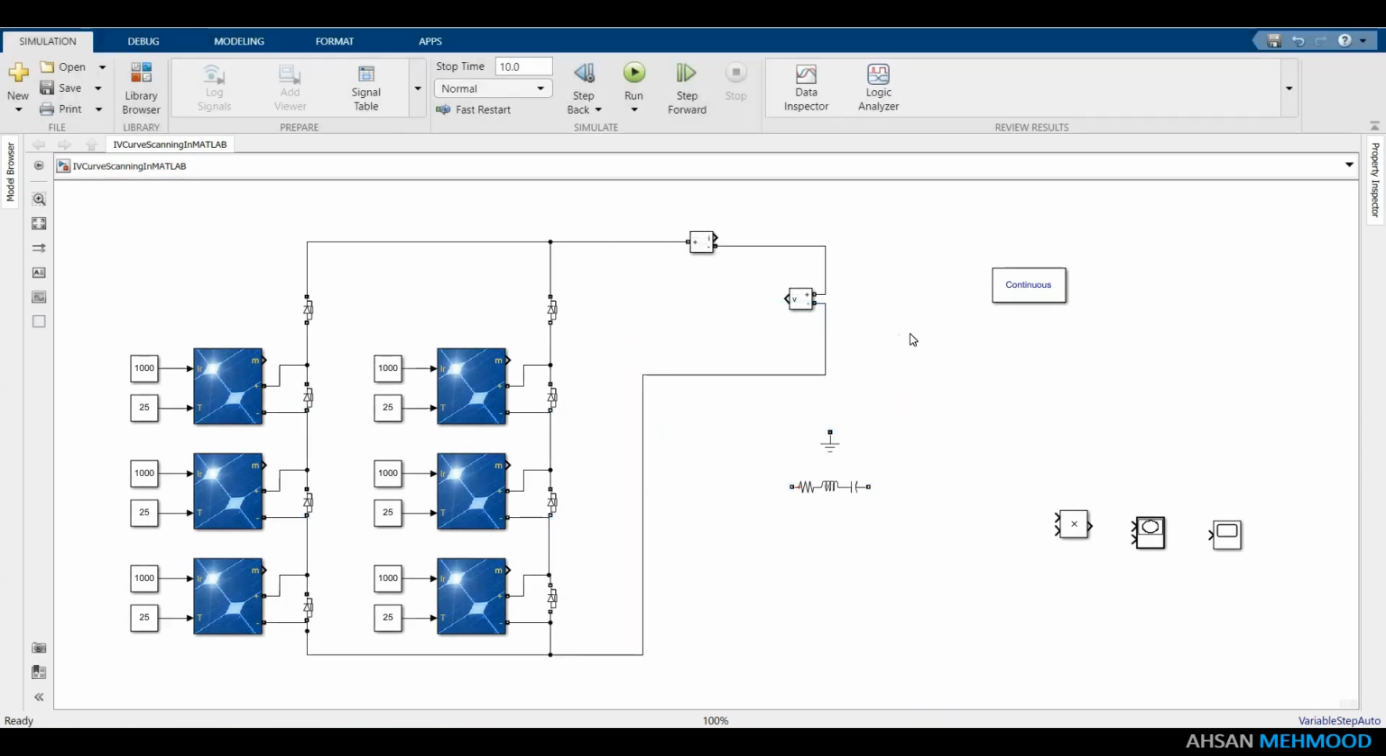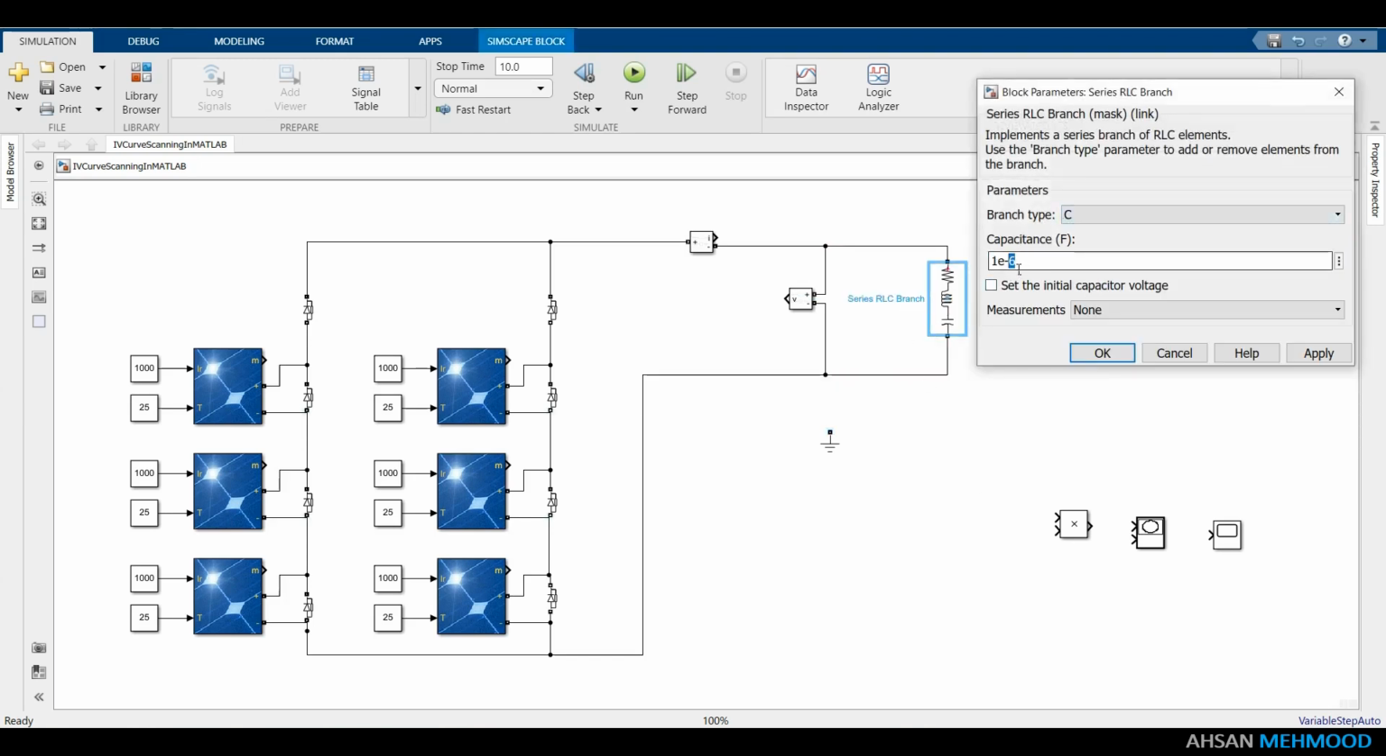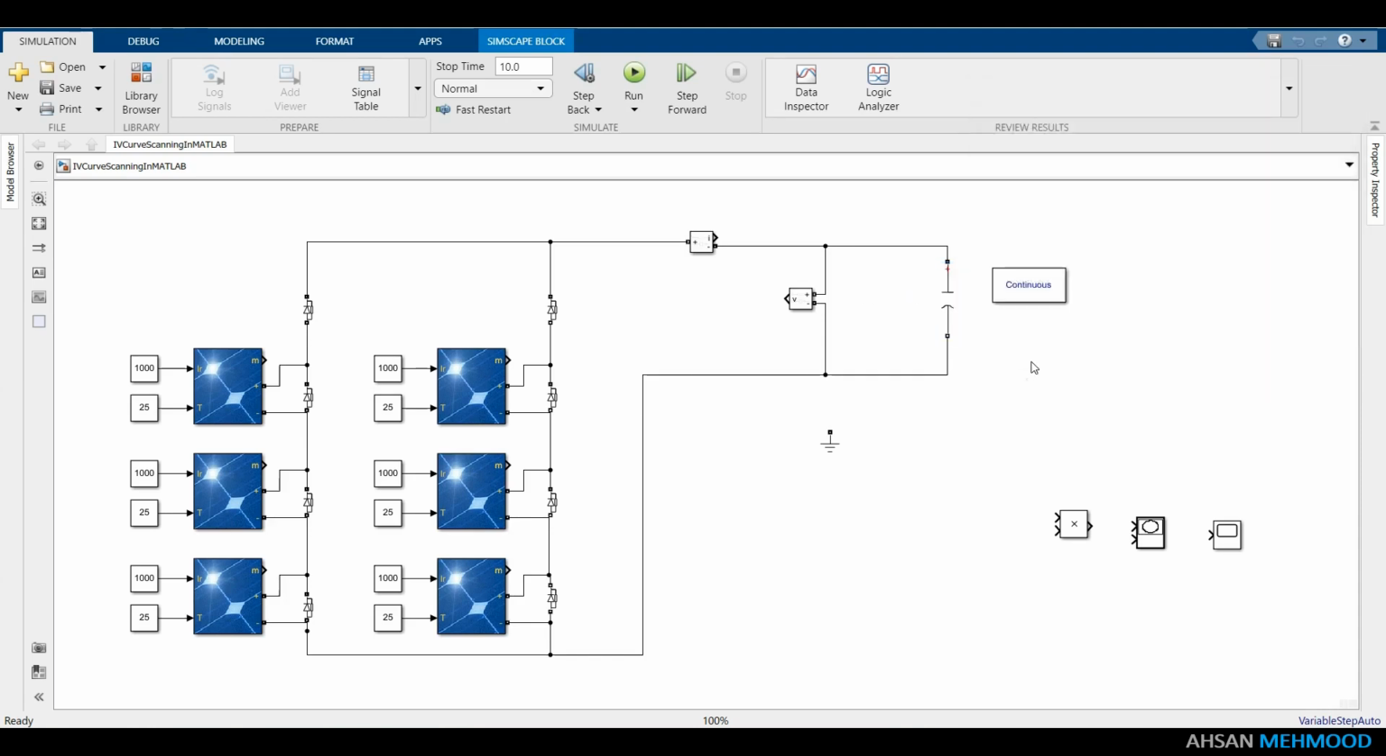A capacitor is used as a load in an offline IV curve scanning circuit. As a result, open the series RLC branch block and pick the capacitor from the branch type, setting the value to 1 mF. Use product block to calculate array power.